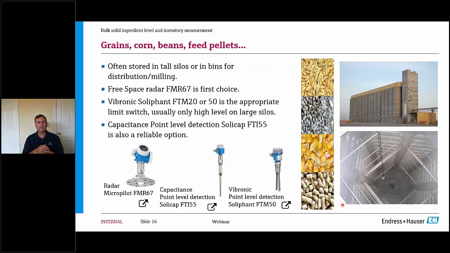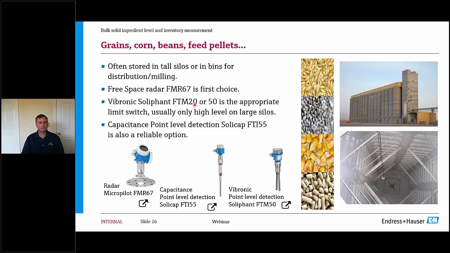So here we now have a little bit different application. Now we've gone from a really fine powdery product to a little bit larger grain sizes. We talk about corn, beans, feed pellets, and so on, that have larger particle sizes. You might still have some dust present, but generally these are a whole lot easier to measure because they pose less of a challenge due to the nature of the product itself. And absolutely here, free space radar is the first choice, hands down. It's the go-to product for this one.